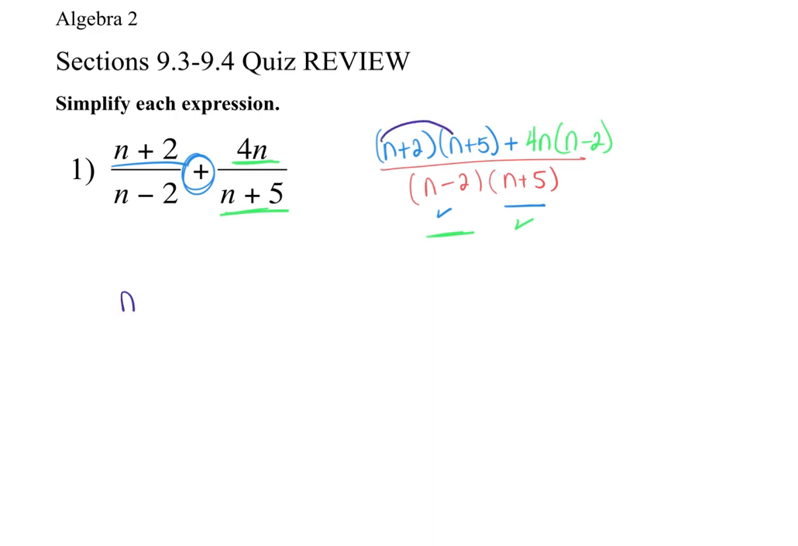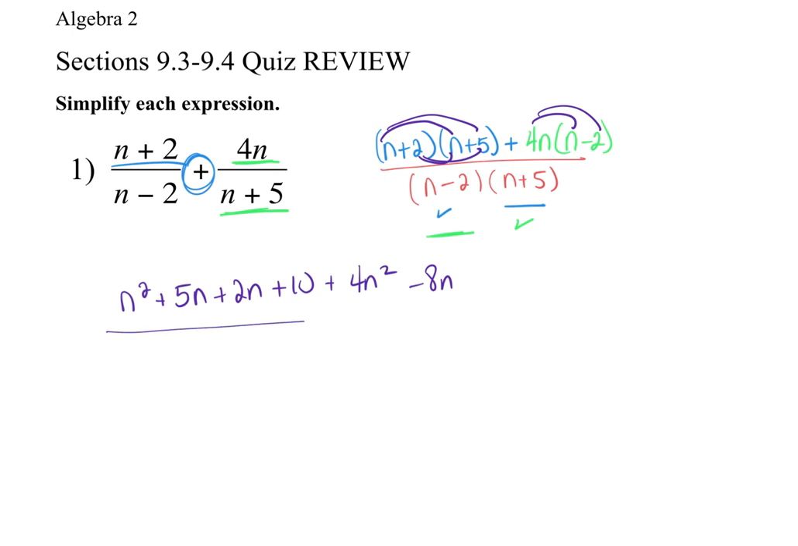I have n squared plus 5n plus 2n plus 10. Plus we have 4n squared minus 8n. My denominator remains the same. Once I find the common denominator, that is my denominator.